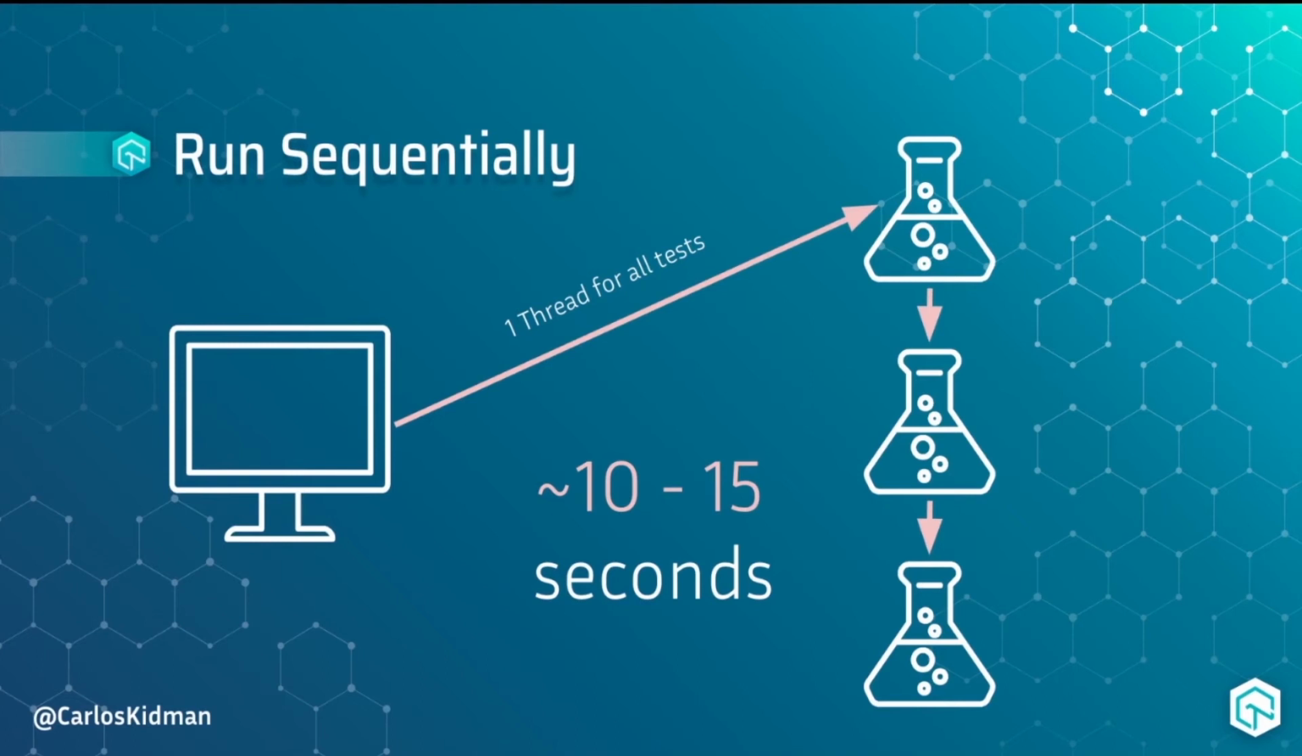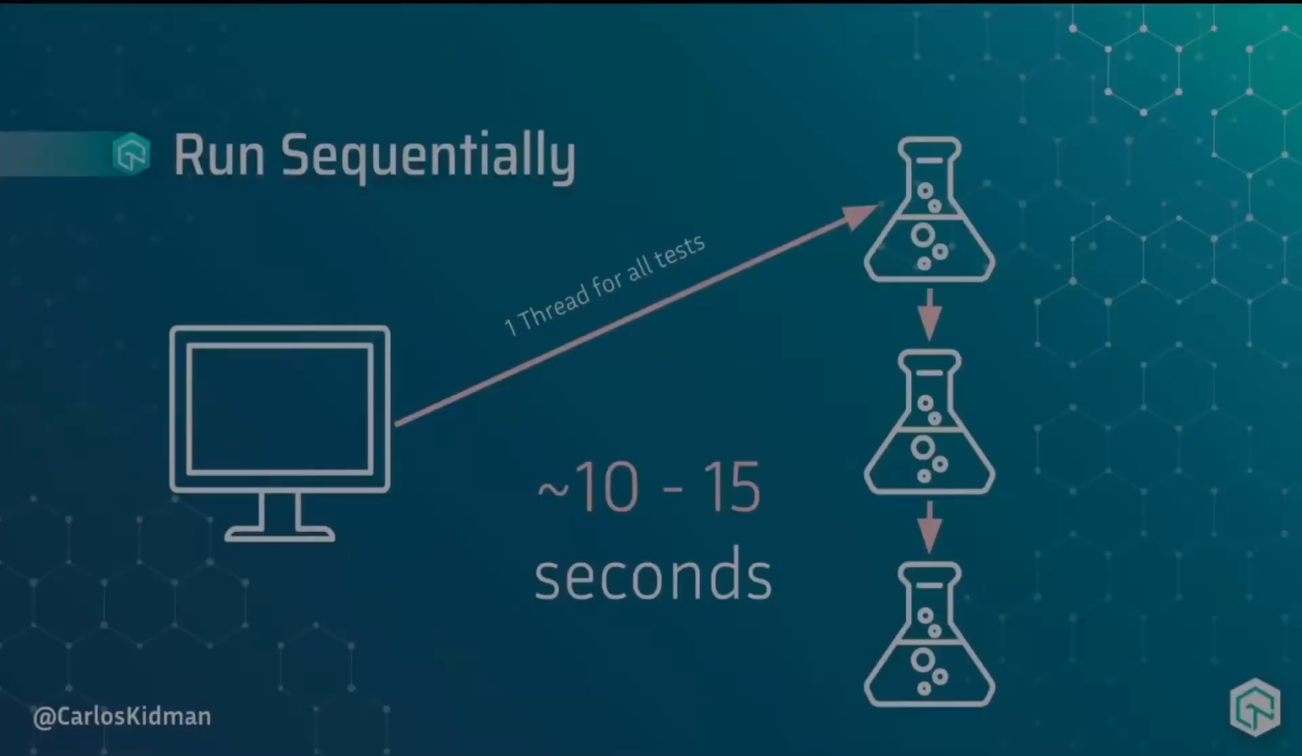However, you're most likely going to be dealing with hundreds or thousands of tests, which would take hours if executed sequentially. Running them sequentially means that you are using one thread for all the tests, which is why only one test is executed at a time, as seen here.